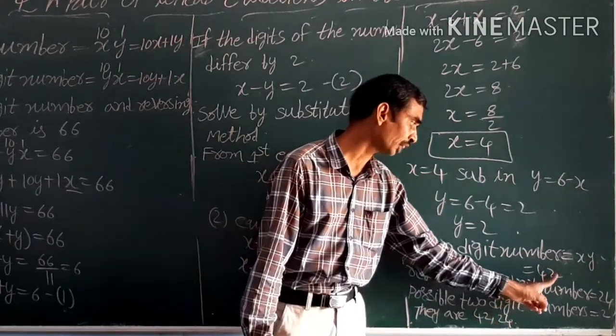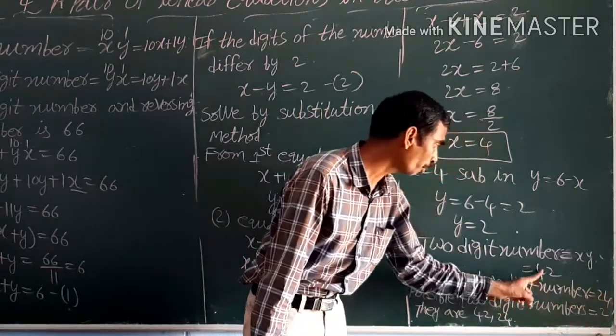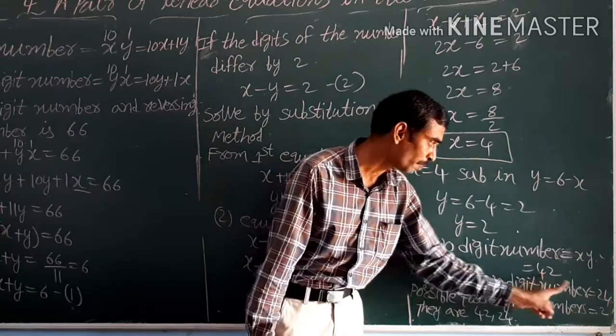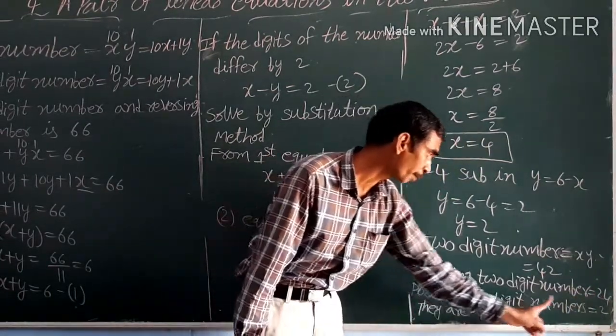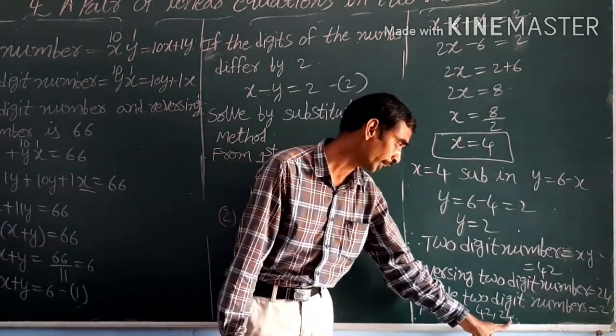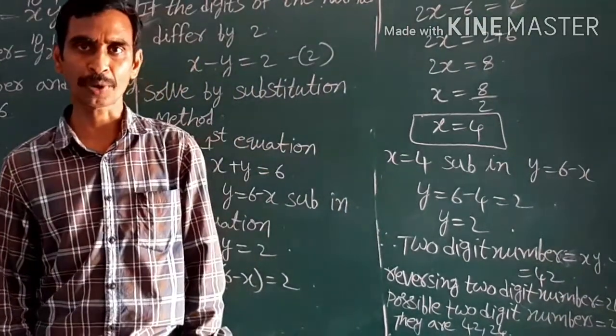Reversing two digit number. Here two digit number we got 42. Reverse means 24. Here how many numbers are possible? 2 numbers are possible. First number is 42 and second number is 24. Here possible 2 digit numbers are 2. They are 42, 24.